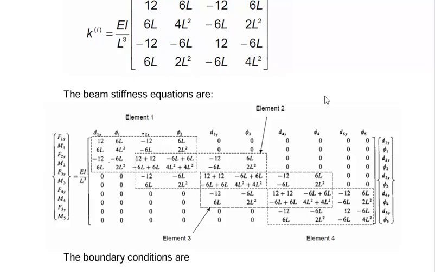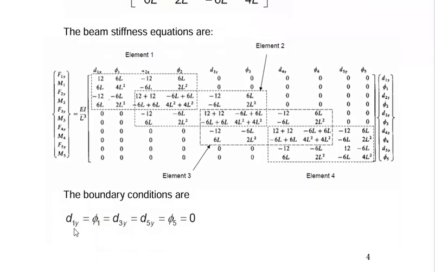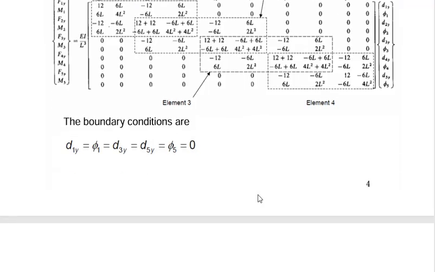Then we apply the boundary conditions. Now, what are the boundary conditions? At node number 1, we have fixed support, so d1y and phi 1 are 0. At node number 3, we have a roller support, so d3y is 0. At node number 5, we have fixed support, so d5y and phi 5 are all equal to 0. So we will cancel out the corresponding rows and columns, just like our regular procedure.